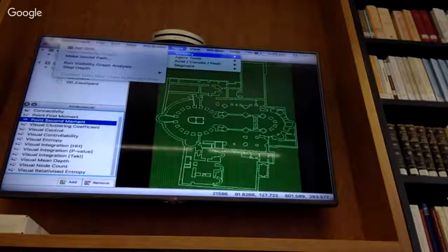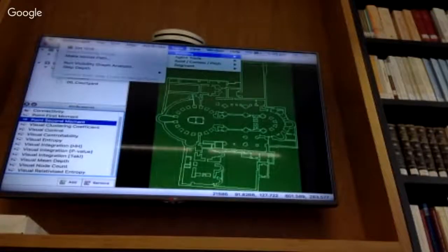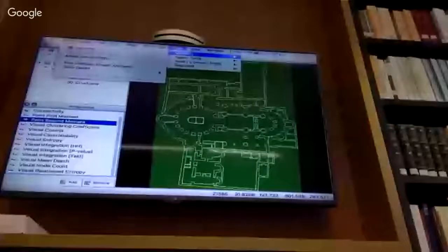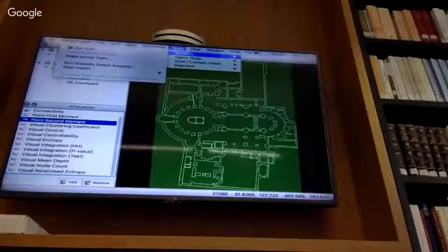All of this was developed by Alistair Turner. The urban scale work was developed by Sheep Dalton and different people. But yes, underlying it is graph theory.